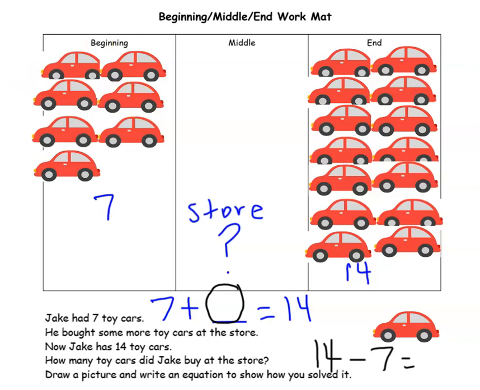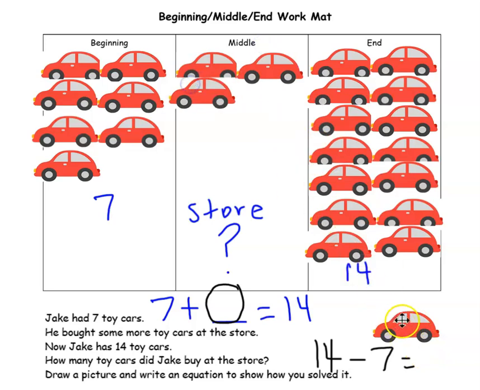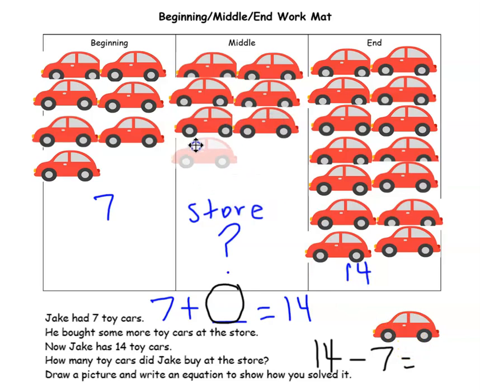So let's add these cars. So we have 7, and we're going to add up until we get to 14. So we have 7, 8, 9, 10, 11, 12, 13, 14. So how many did he buy at the store?